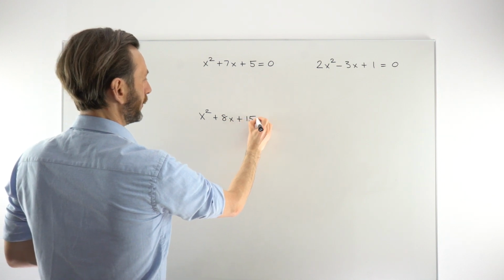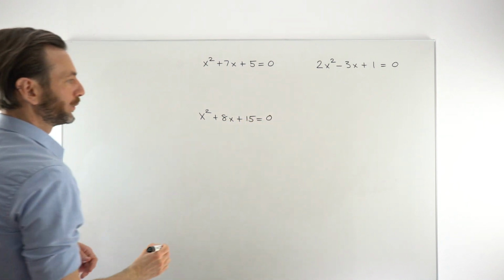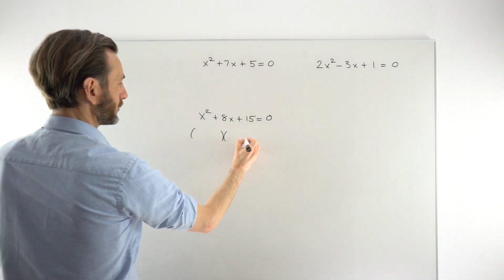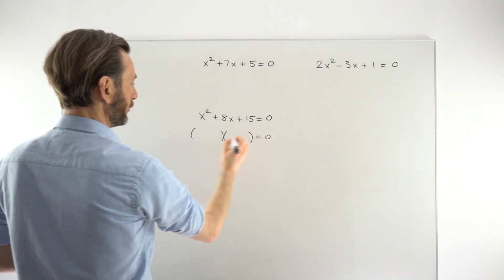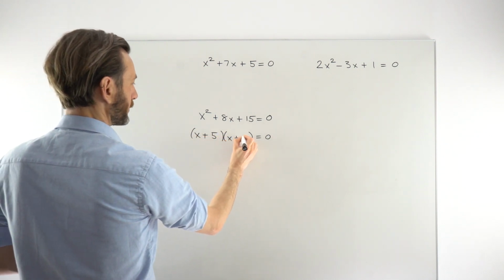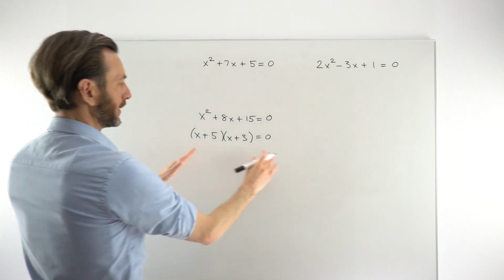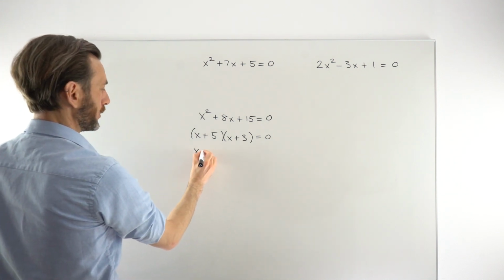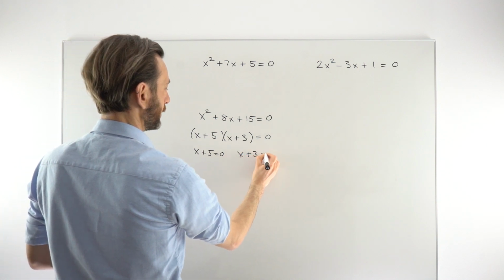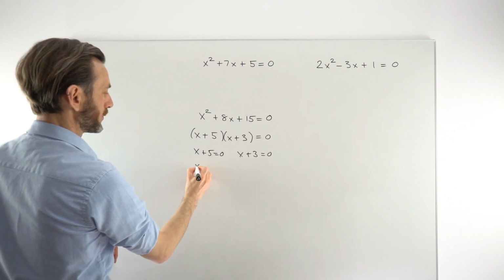So let's say we've got this quadratic equation. We can factorize that into two brackets. So this is a trinomial. Factorize it into two brackets as x plus 5, x plus 3, and then we separate this off into two separate equations. So x plus 5 equals 0, x plus 3 equals 0, and then we get our two solutions.